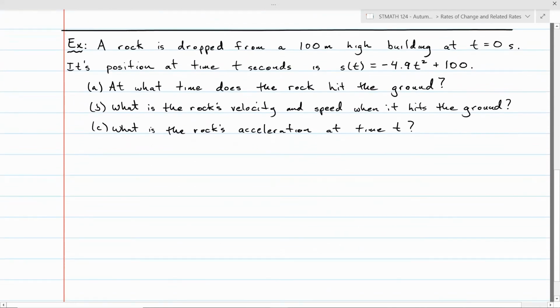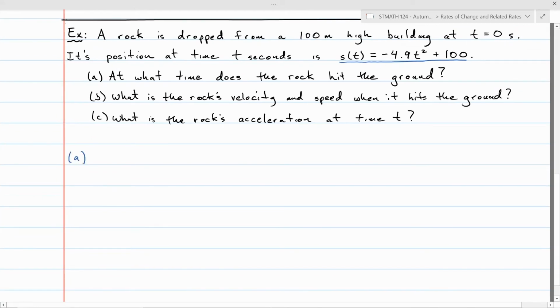I've got an example here where a rock is being dropped from a 100-meter high building starting at t equals 0 seconds. And we have this position function, s of t equals negative 4.9 t squared plus 100. That keeps track of where this rock, which is falling in a straight line, is, height-wise, at time t. So I can ask a variety of questions. At what time does this rock hit the ground? What's the rock's velocity and speed when it hits the ground? What's the rock's acceleration at time t? Well, let's just work these out one by one.